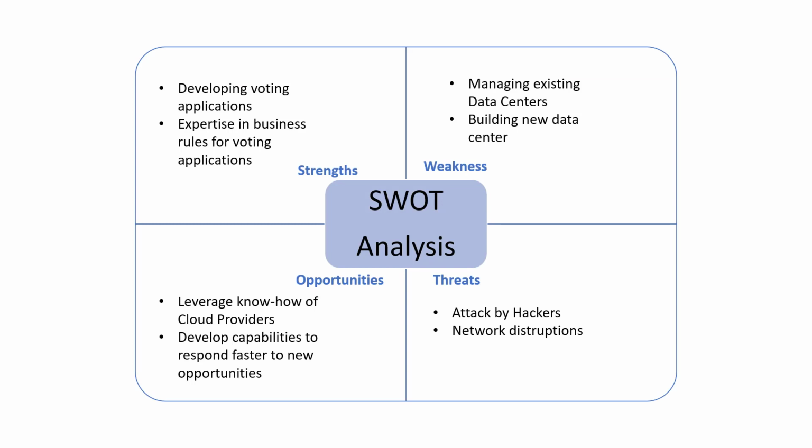So in terms of the SWOT analysis, I'm going to look at the strengths, weaknesses, opportunities, and threats. The first one is developing voting applications is our key strength. And the expertise in business rules for voting applications is something we've accumulated over time. So these are our core strengths. Our weaknesses as a company: managing an existing data center is not our strength. It's actually a weakness for us. And even trying to build a new one at this point is completely taking us away from our core competence.